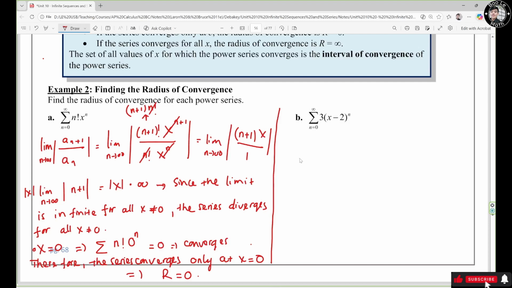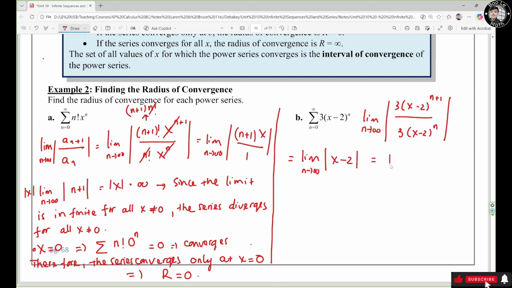Now let's move on to question B. We need to set up the limit, right? So it could be limit when n approaches infinity of absolute value of a sub n plus 1. It could be 3 times s minus 2 raised to the n plus 1 over a sub n. It could be 3 times s minus 2 raised to the n, right? Now 3 and 3 cancel out. This guy cancels out. You only have limit when n approaches infinity of absolute value of s minus 2, right?